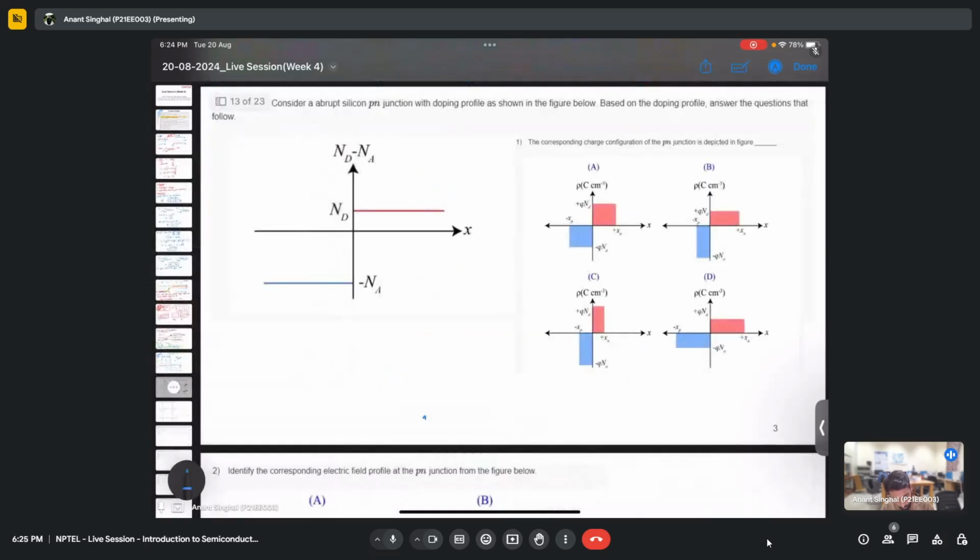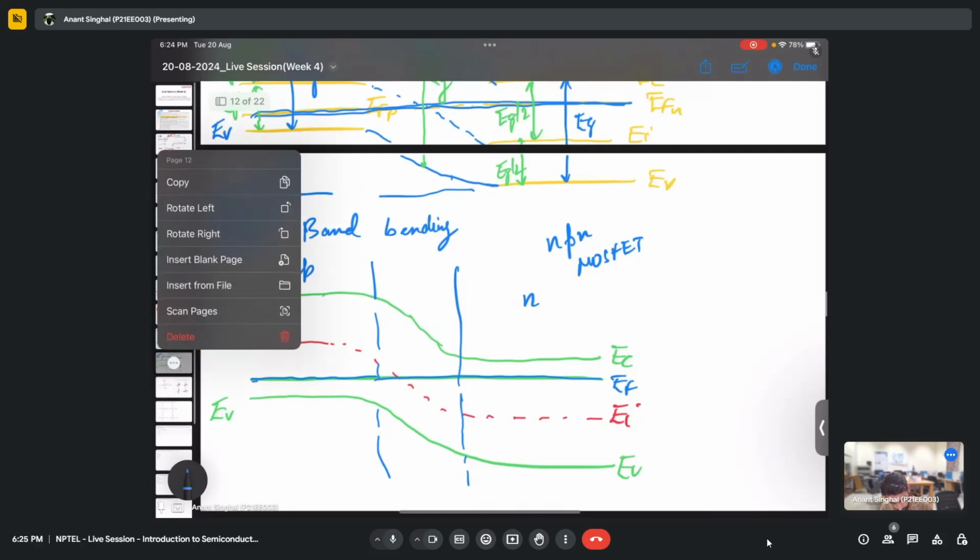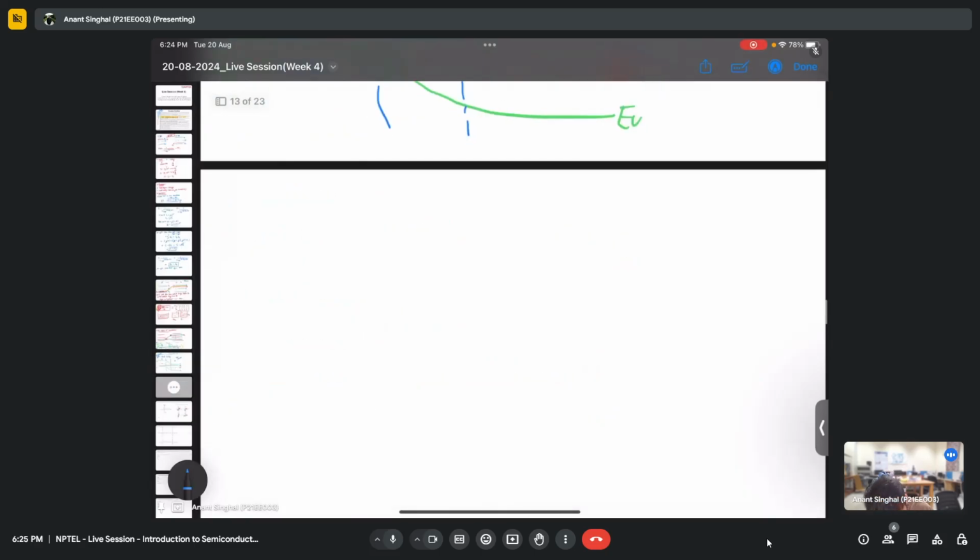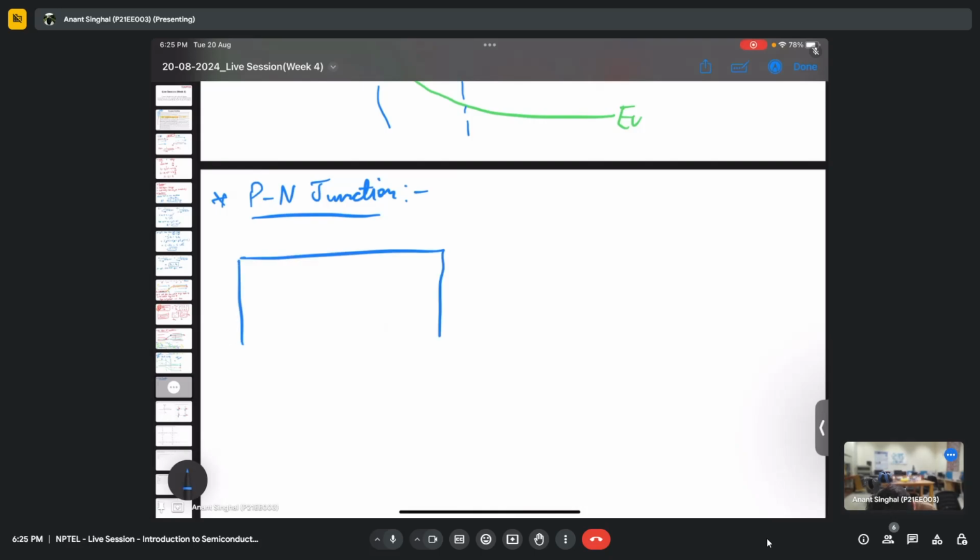So we'll move to the topic of PN junction now. We have seen how this band bending is happening. We'll now see why it is happening and how it happens. So let's say we have a single semiconductor bar in which one side we have P type and one side we have N type.